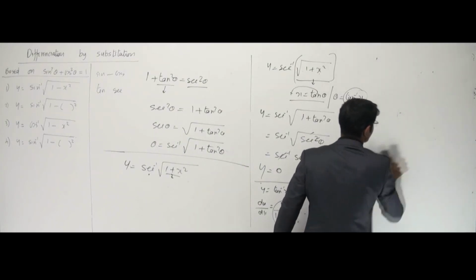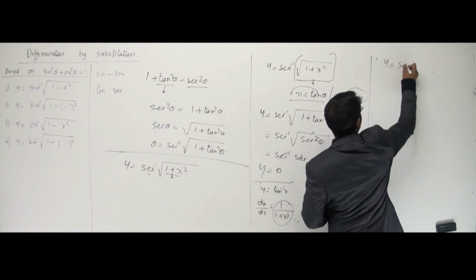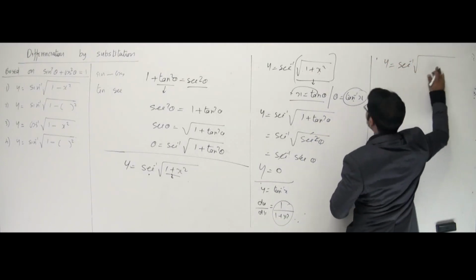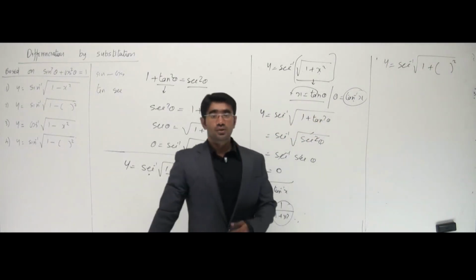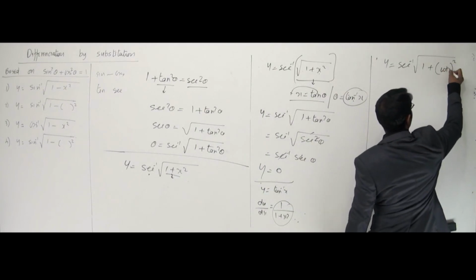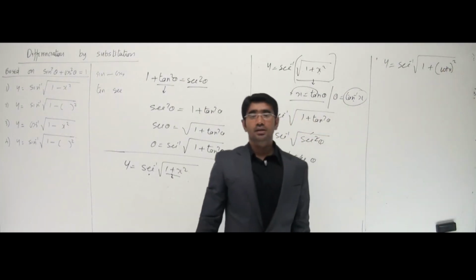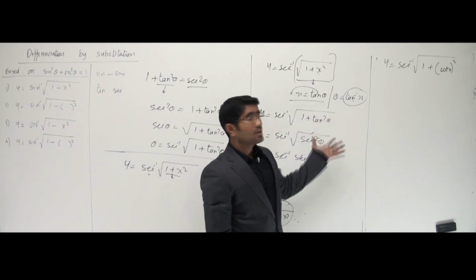Similarly, let's say they would not give you x now, they give you another function, and how will you do that? All right, so let's say I have y is equal to secant inverse of root of 1 plus some function whole squared. So this time let's take cot x. I'm just taking some function, any function you can take, e power x, log x, any function.